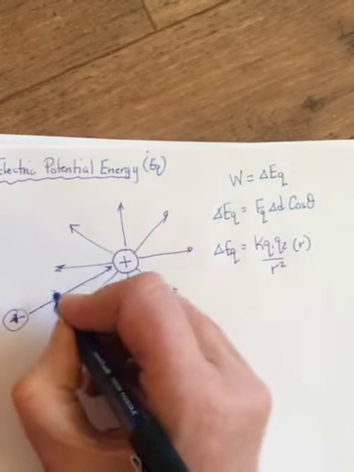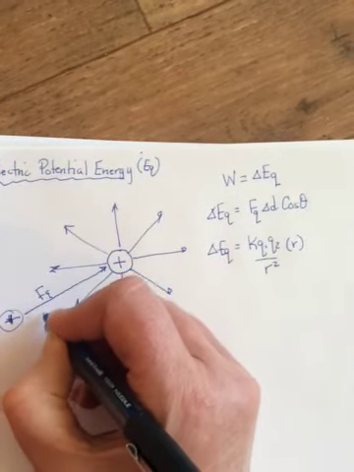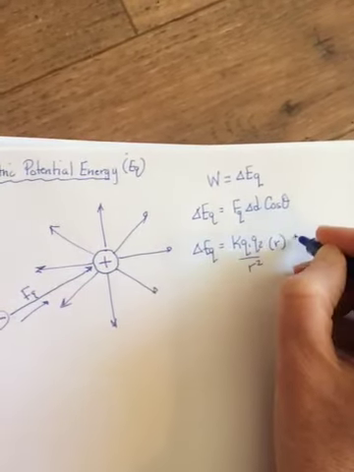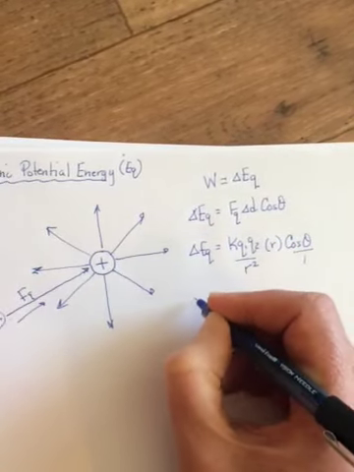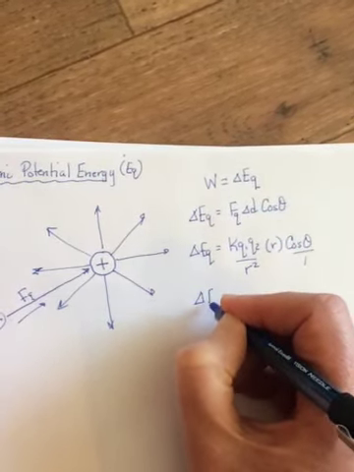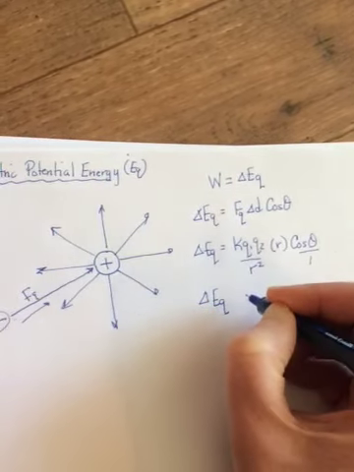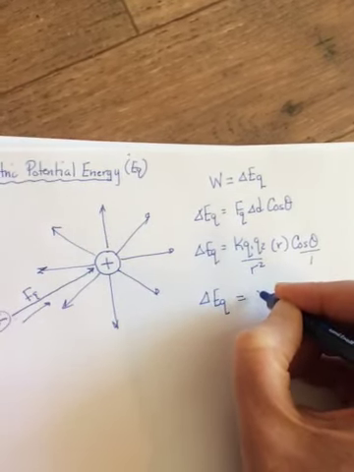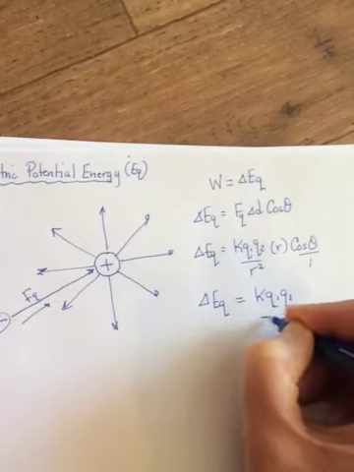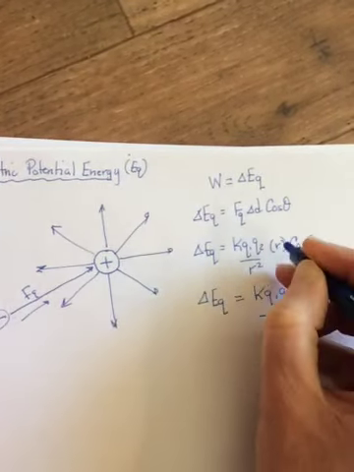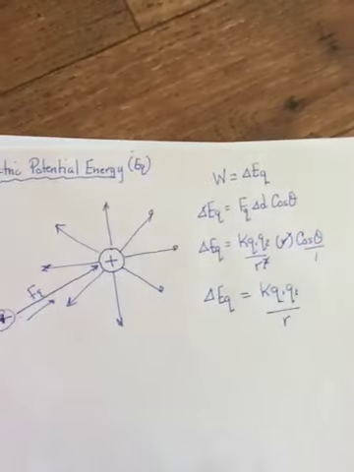And the cos theta, well, if I'm putting an F on it, and I'm moving it this way, the cos theta should just be cos of 0. So that's going to go to 1. And one of the r's will cancel. And so the change in electric potential energy will be equal to k Q1 Q2 over r, because one of the r's cancels with the squared.